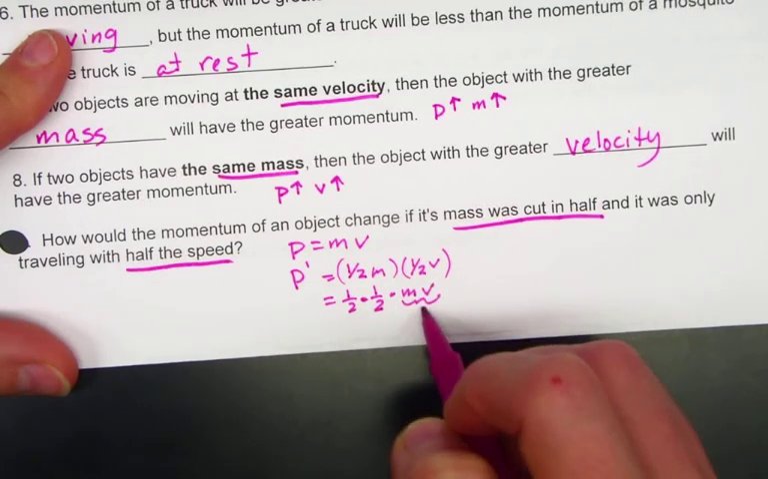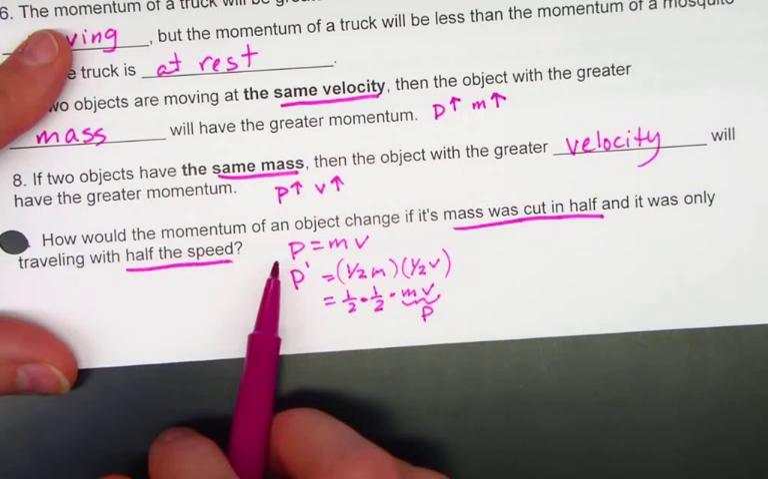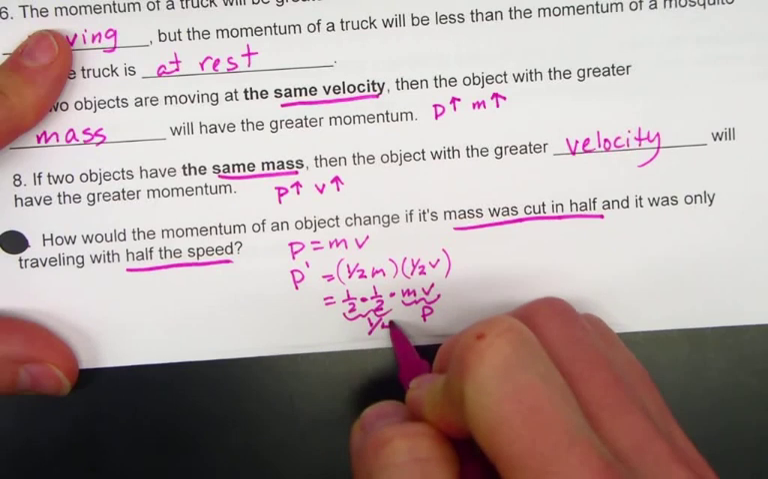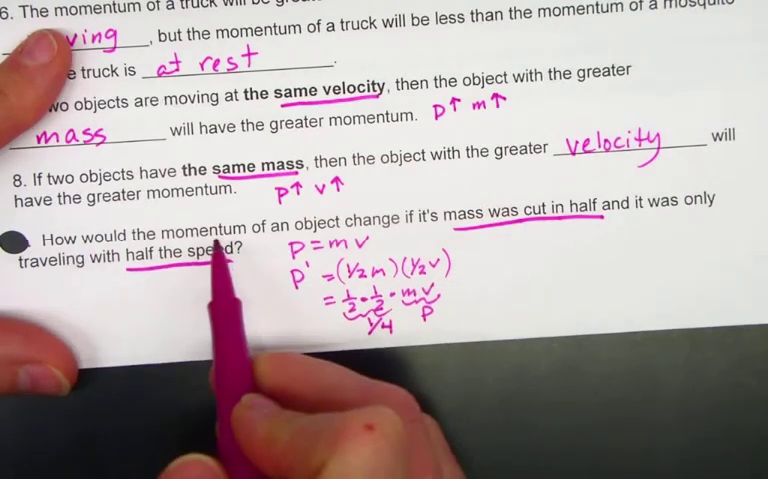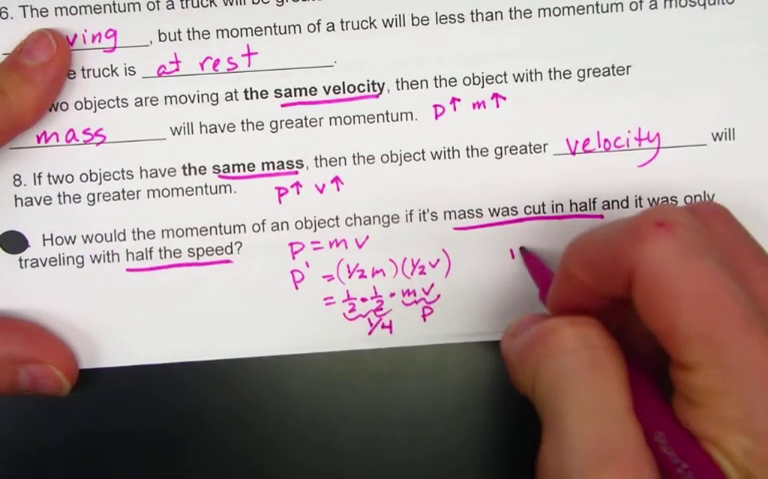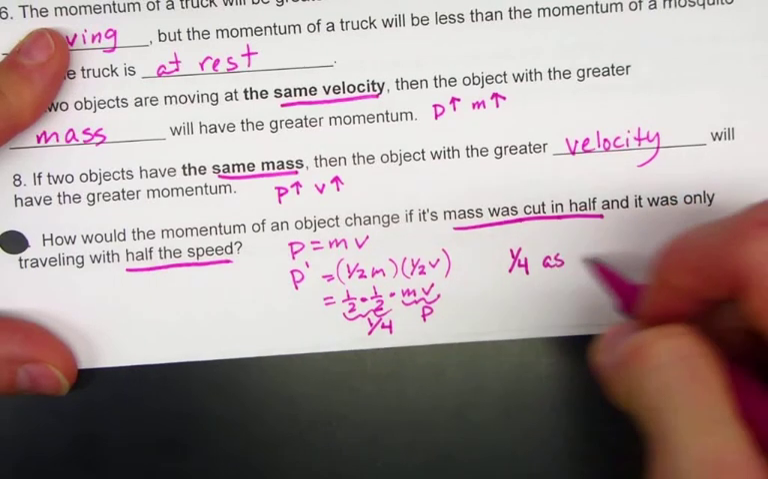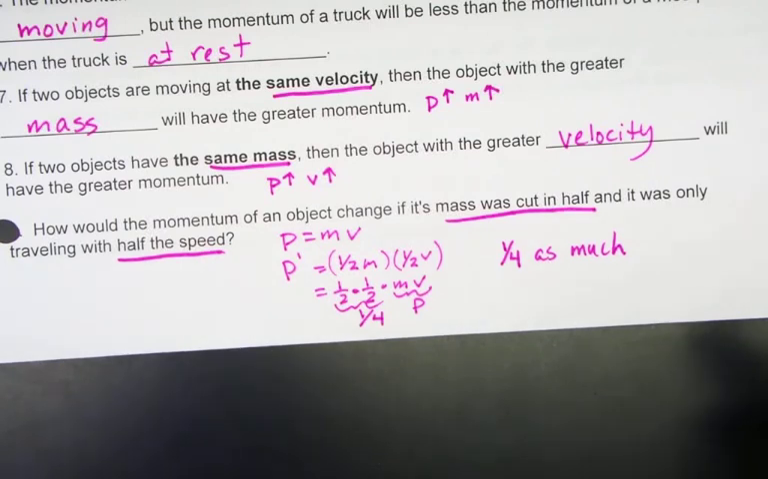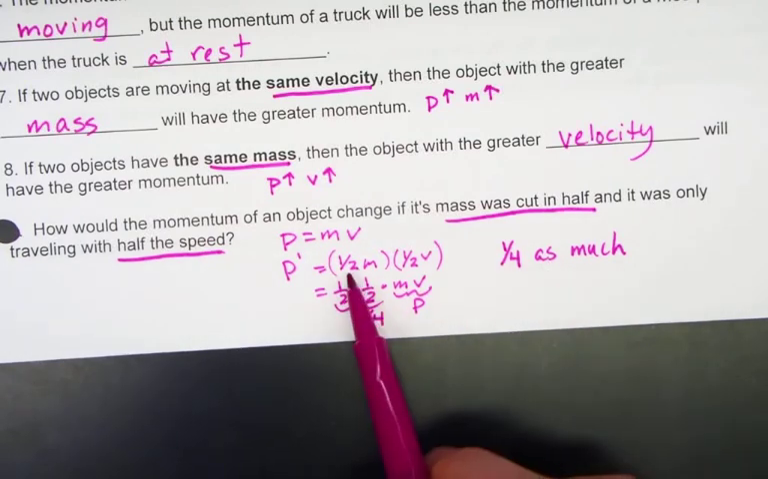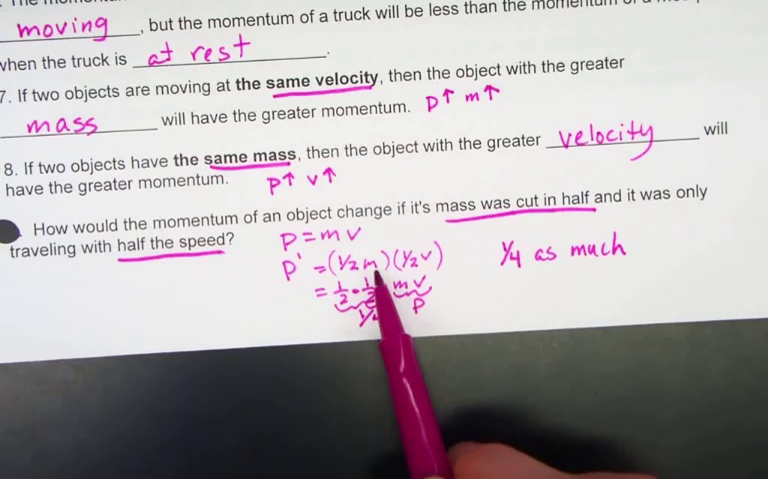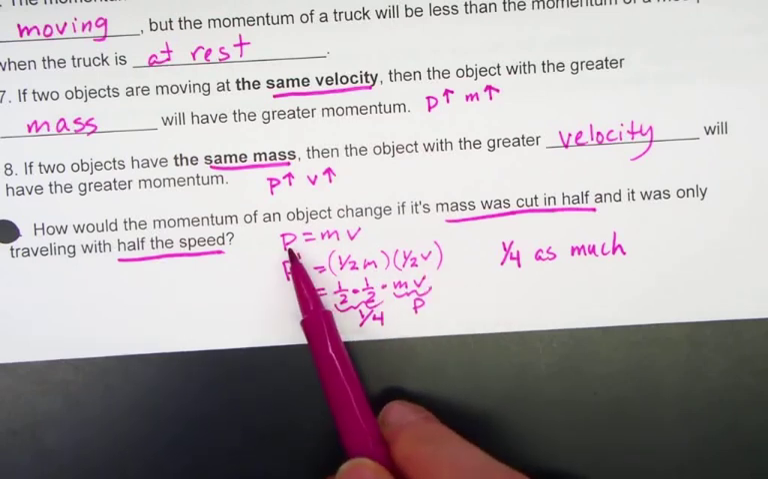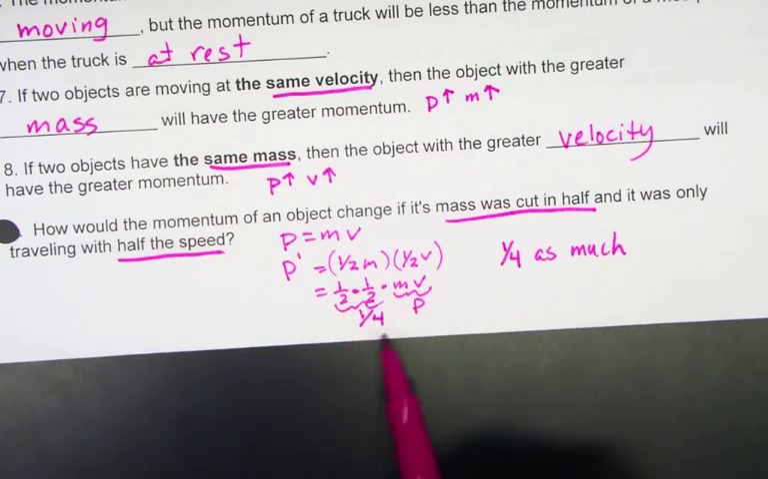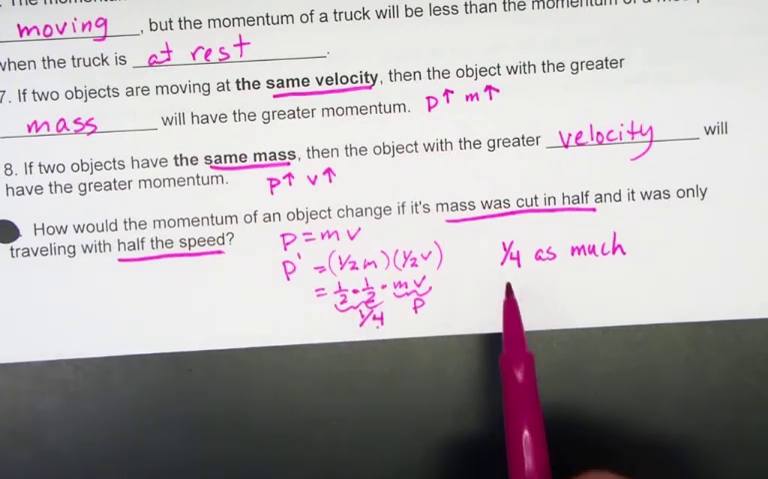Well, if I pull this out, this looks like 1/2 times 1/2 times mass times velocity. But mass times velocity was my original momentum. And 1/2 times 1/2, that's 1/4. So how would the momentum change? It would be 1/4 as much if both of these are cut in half, because mass times velocity was our original momentum. And then we just multiply these two numbers together, and we get 1/4 as much.